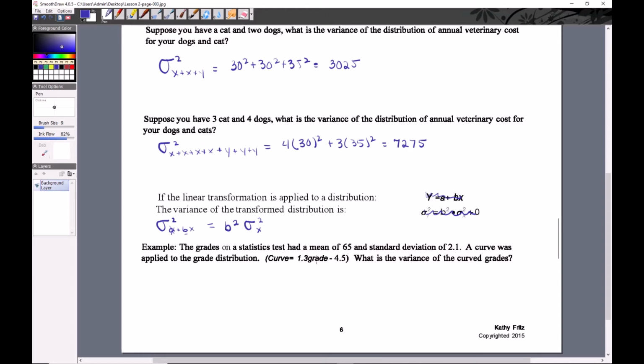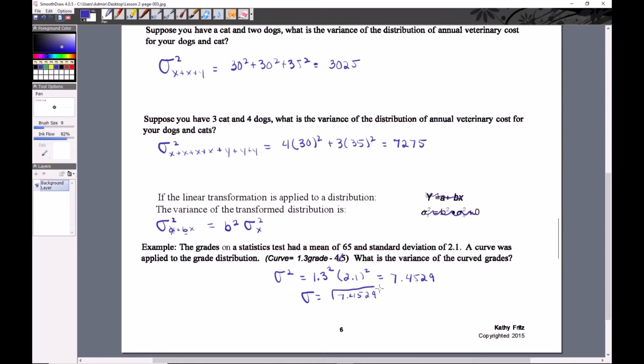Okay? So here, when we do this, we don't need the negative 4.5. Our new variance is going to be 1.3, that's your b squared, times your original variance. Well, that's a standard deviation value, so that'll be 2.1 squared. And that'll give you 7.4529. Again, that is going to be your variance. If you want the standard deviation, just take the square root of that. 7.4529, my bad, let's fix that up.